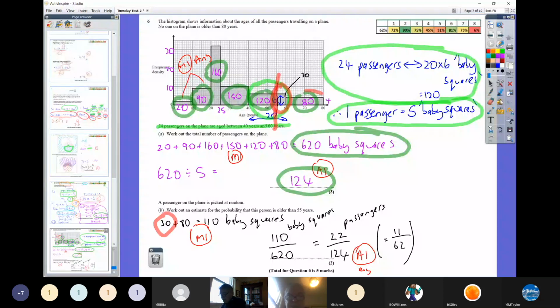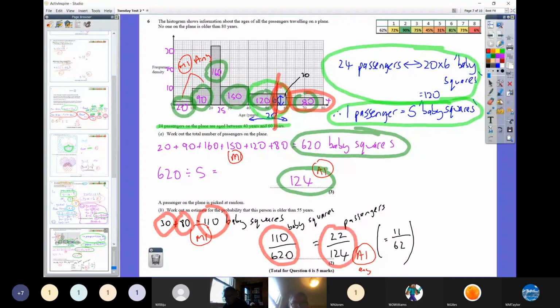And then obviously the 80 on the end. 30 plus 80 is 110 baby squares. That's 110 baby squares out of a total of 620, giving me 22 over 124.